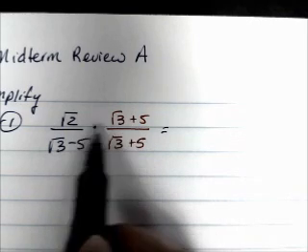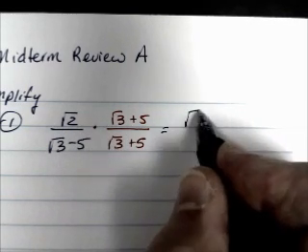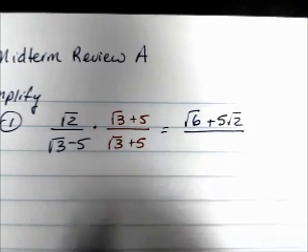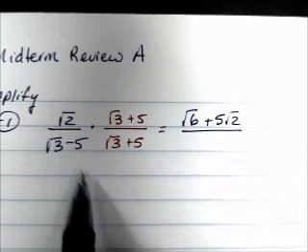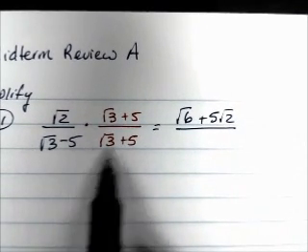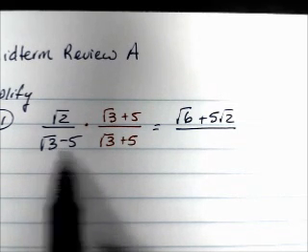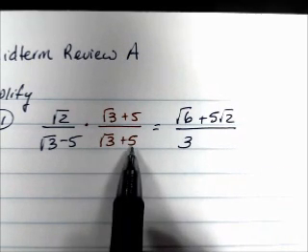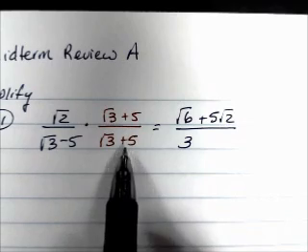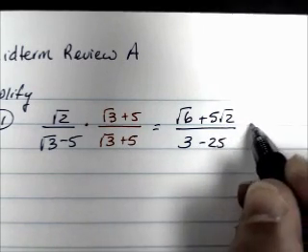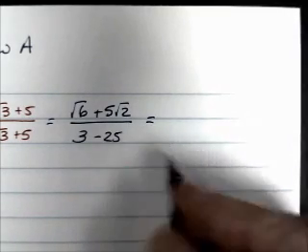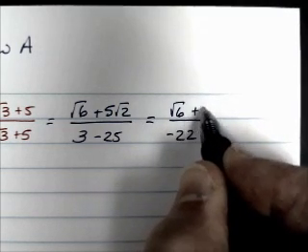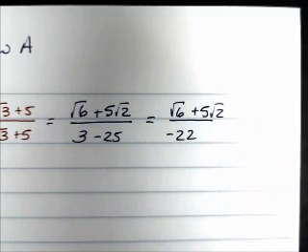Now, multiplying here, square root of 2 times the square root of 3 is the square root of 6. Square root of 2 times positive 5 is 5 square root of 2. Our denominator, since these are conjugates, we would FOIL, but the end result is simply going to be the product of the first term, square root of 3 times square root of 3, which is 3, and the product of the last terms. Negative 5 times positive 5 is negative 25. And 3 subtract 25 is negative 22. So we have the square root of 6 plus 5 square root of 2 all over negative 22.